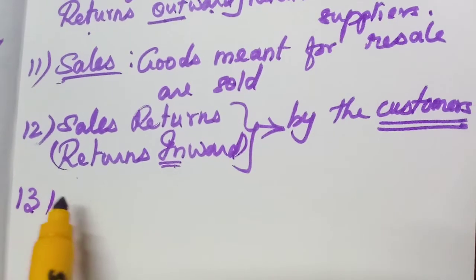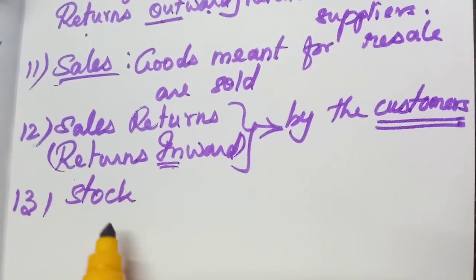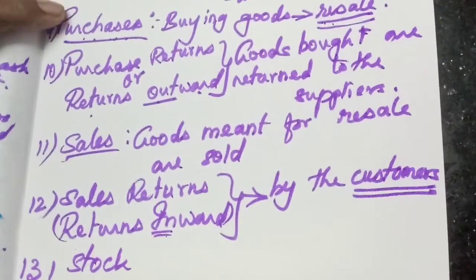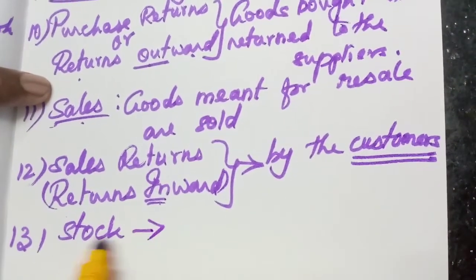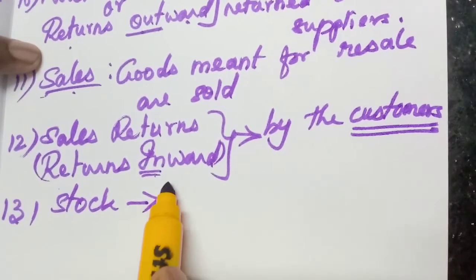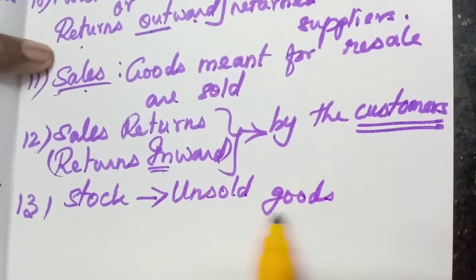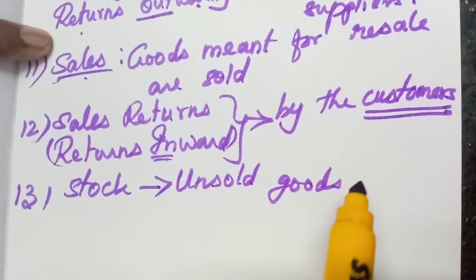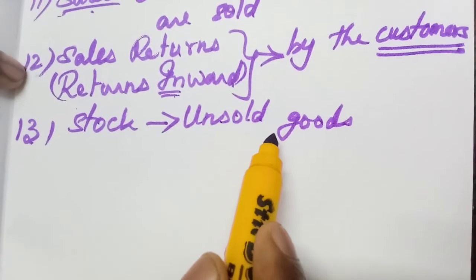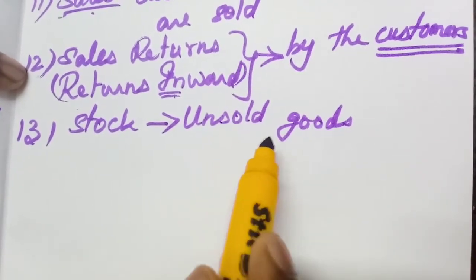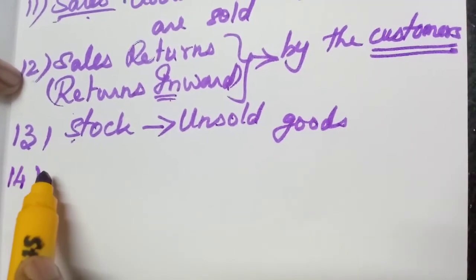Then the next one is stock. This is also related to purchase and sales. We have purchased some goods for resale purpose and we are keeping them in the business house. We have sold some of them. The remaining goods is called stock. That means the unsold goods lying in the business on a particular date. That is called stock. Understood?